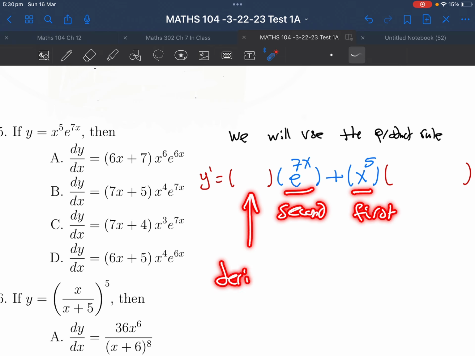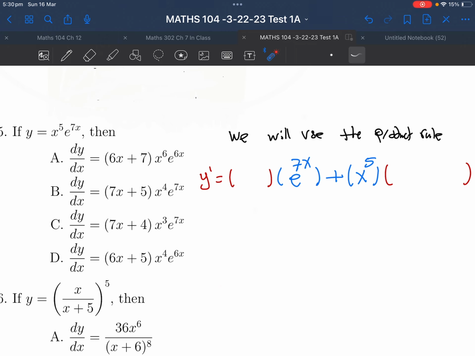Here, you need to find the derivative of the first. What's the derivative of the first? It will be just 4x power 4. Sorry, 5x power 4. Now, what's the derivative of the second? It is just 7e to the 7x.